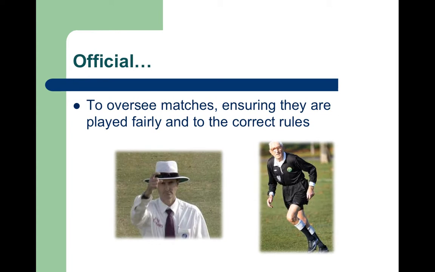The next role you can take up is one of official. They are there to oversee matches, ensuring they are played fairly and to the correct rules. So without the officials there, with the referee, an umpire, a scorer, the game could descend into chaos. They're there to make sure that everybody applies the correct rules.